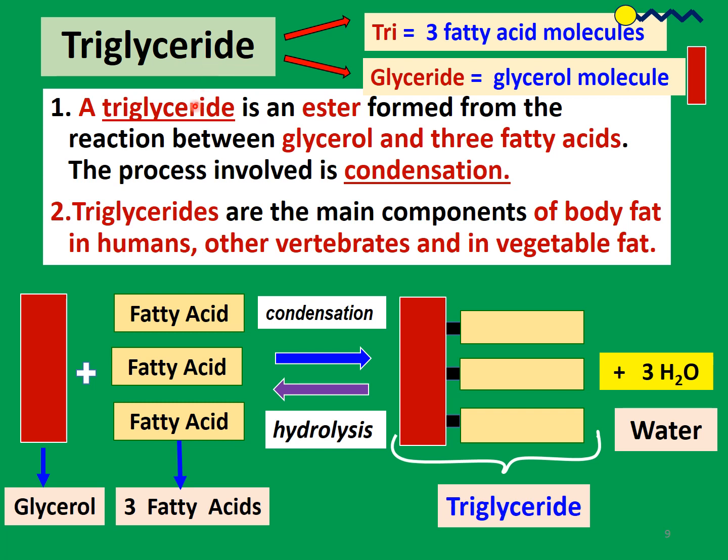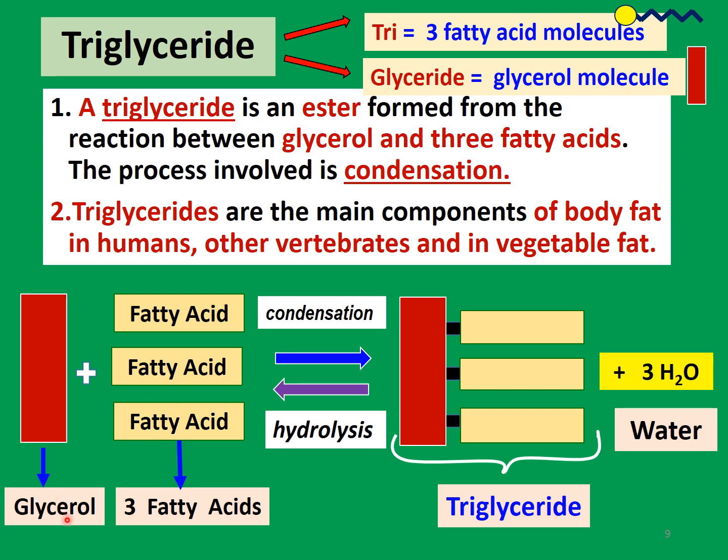So from the name we know that 3 fatty acid molecules combine with 1 glycerol molecule to form the triglyceride. A triglyceride is an ester formed from the reaction between glycerol and 3 fatty acids, and this process is condensation, in which water molecules are removed or formed. Number 2, triglycerides are the main components of body fat in humans, in other vertebrates, and in vegetable fat or in plants. So that's why we study triglycerides, because they are the main type of lipids found in organisms, especially in the body fat.